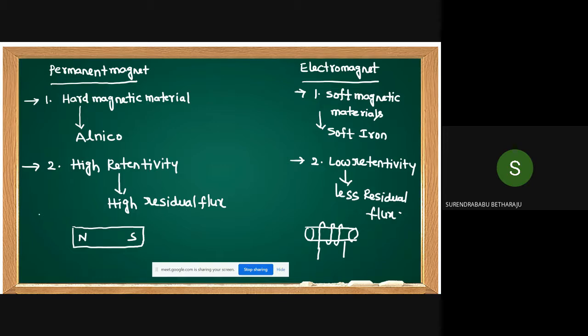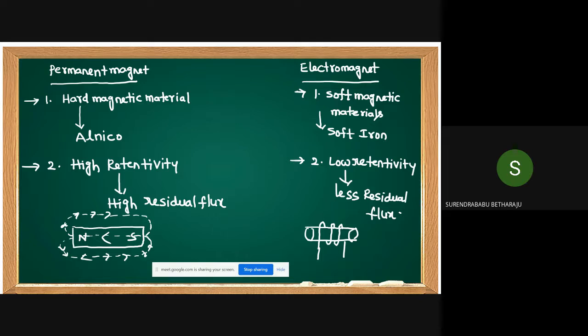In the case of a permanent magnet, which way are the flux lines always moving, students? Externally, the flux lines move from north to south. Generally, the flux lines start from north. Then internally it is south to north. This is the permanent magnet, and this is the electromagnet.